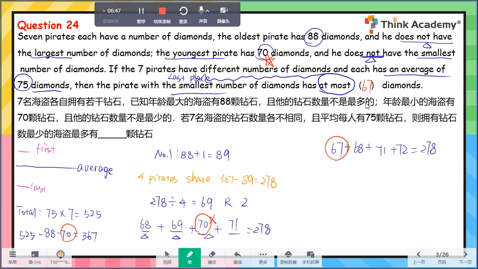So next time, when you meet this kind of problem with extreme cases, like somebody has the most, how many should he get at least, you had better replace the most or the smallest with the order. Replace it with first place or last place. Then that will be easier for you to understand.